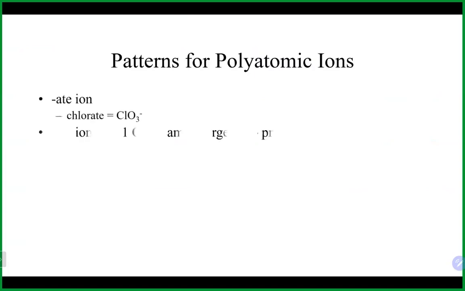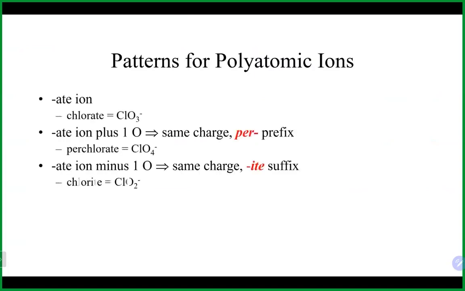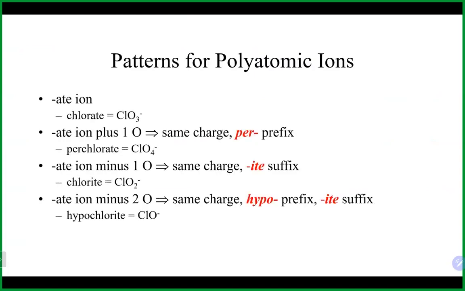All right. So we talked about these patterns, but again, just to reiterate, look at these slides here. In a group of 4, we're going to put per on the one that has the most oxygens, start it with that, end with ate, and the one with the least oxygens, hypo. So again, you could adjust up or down just by learning one of them.